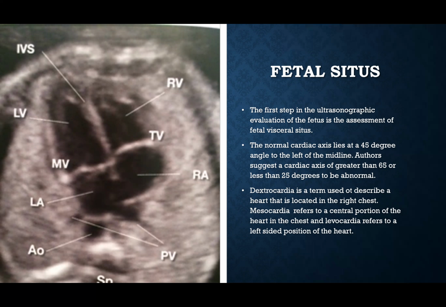Dextrocardia means that the heart is located on the right side of the chest, and mesocardia means it's more in the central chest. If it's really, really over on the left side, it's called levocardia.